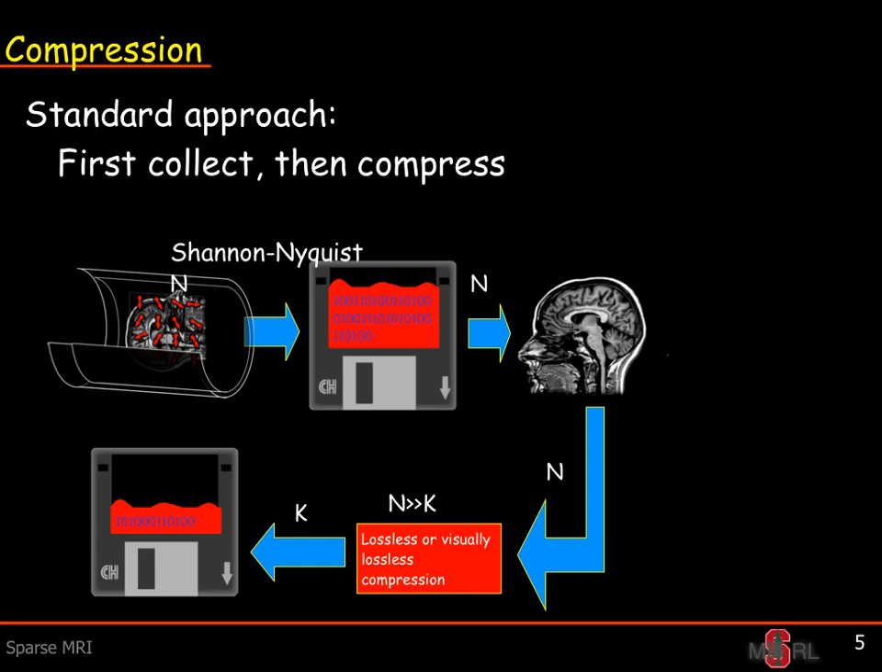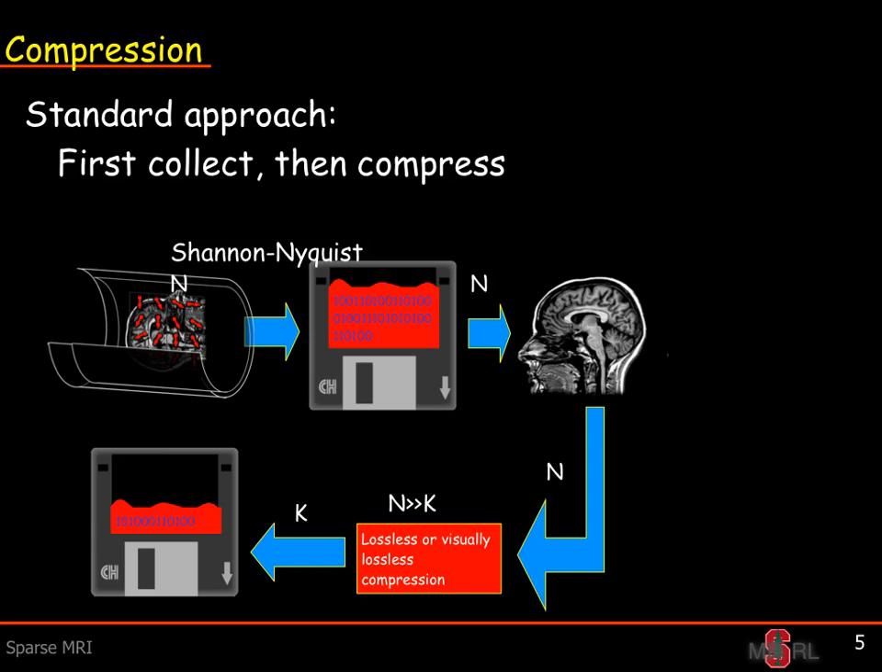The standard approach in MRI imaging is to first collect all of the data and then compress it. You take all your signals and reconstruct an image from that. You have n samples all along the way. You record at least n samples from the scanner, convert those into an n sample image, and then apply some lossless, or at least visually lossless, compression approach to it before you store it on disk.